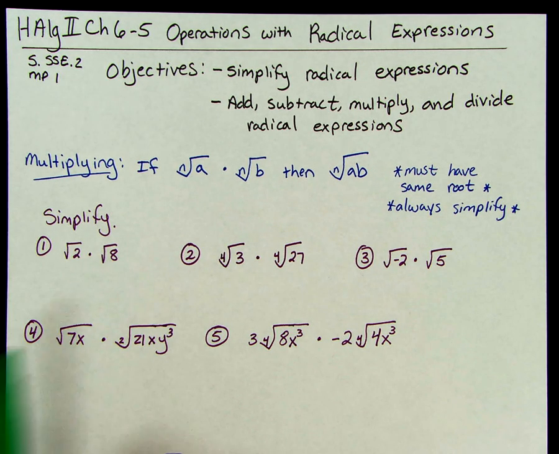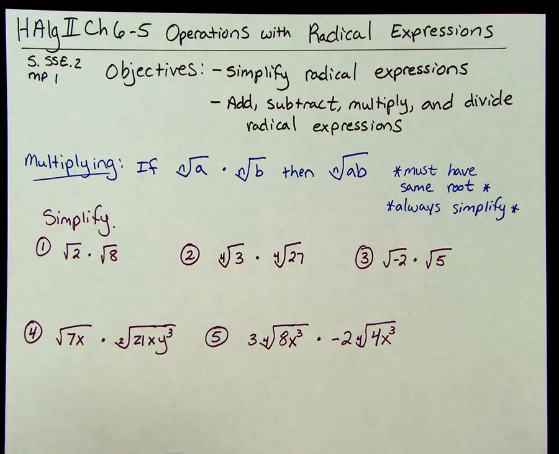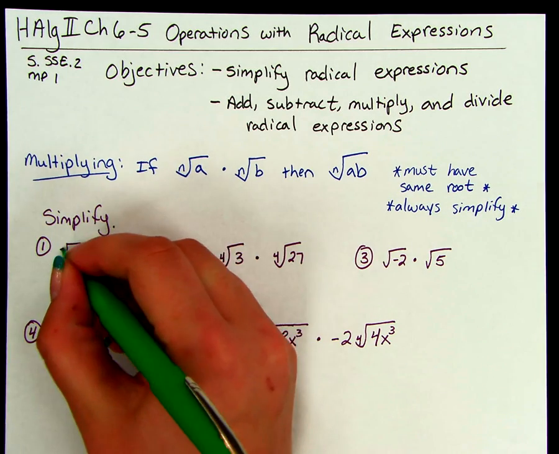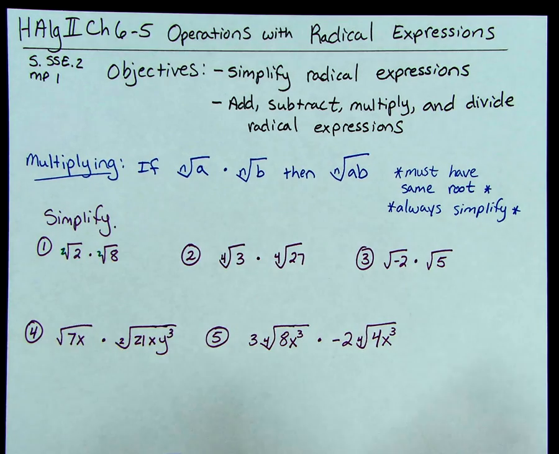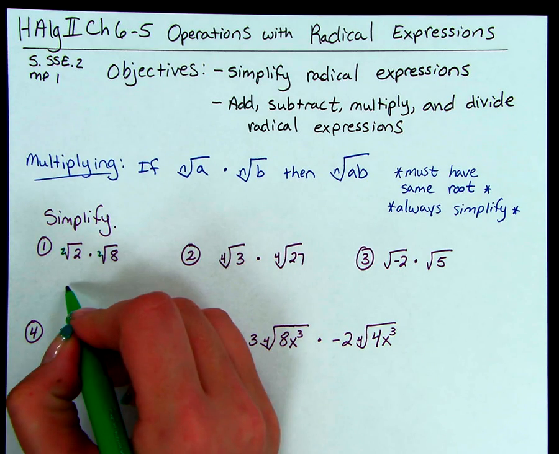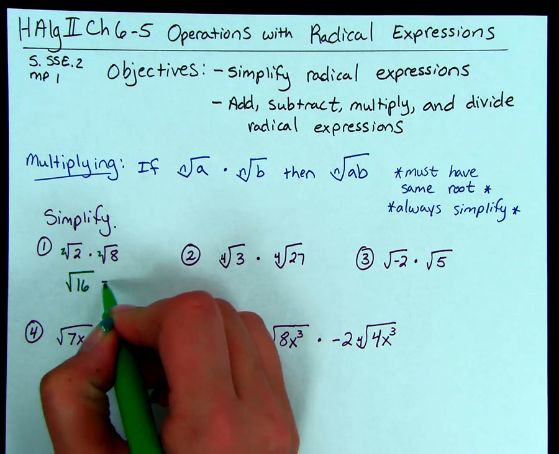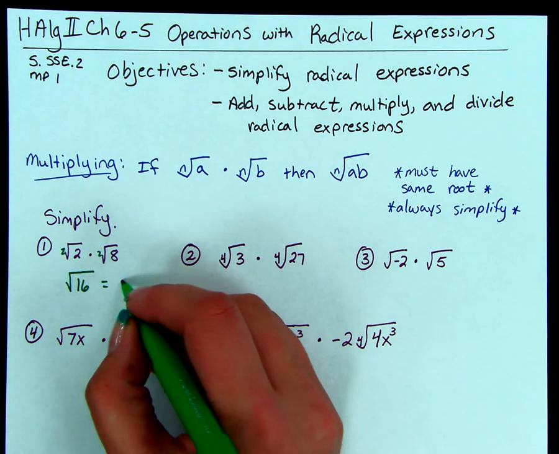Here we have the square root of 2 times the square root of 8. Again, even though we are not writing it, we have 2's here. Since those are the same, we're going to take 2 times 8. That's going to be the square root of 16, and then we would simplify that to get 4.